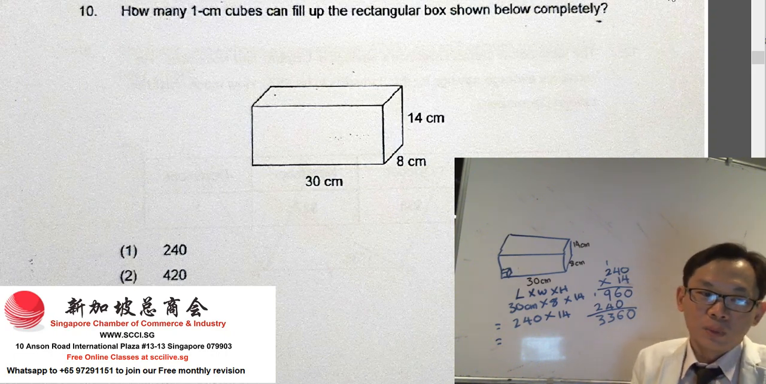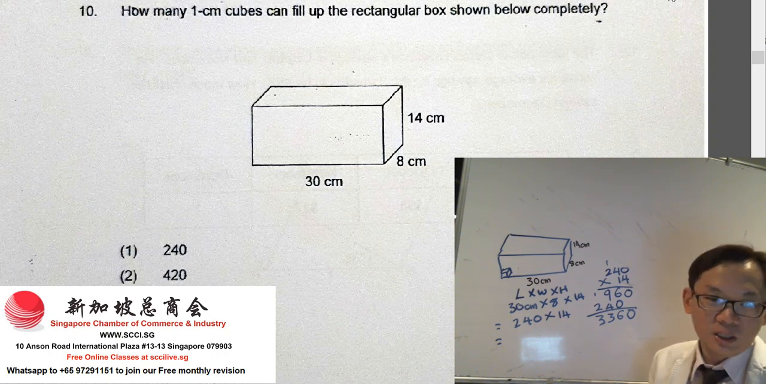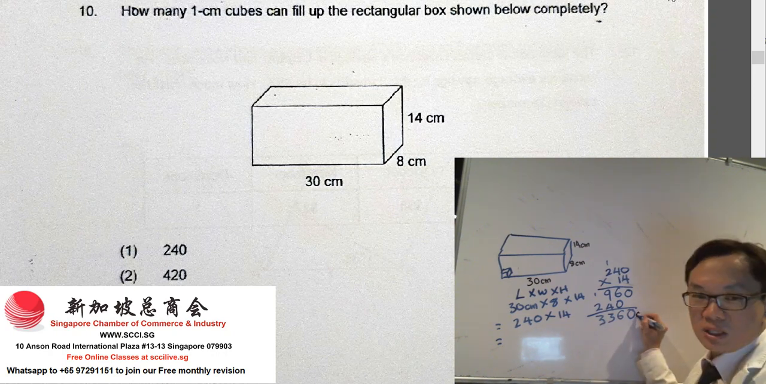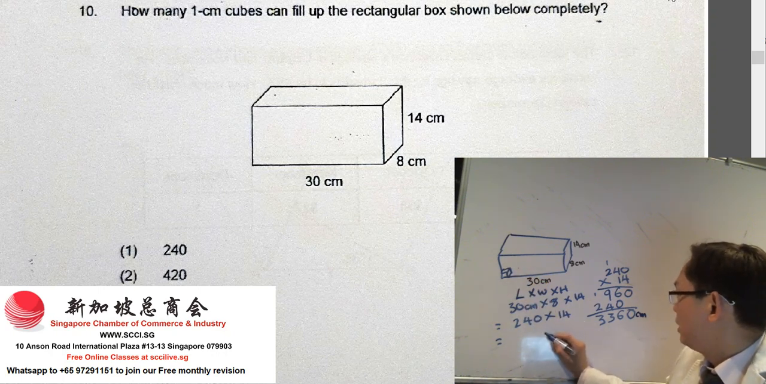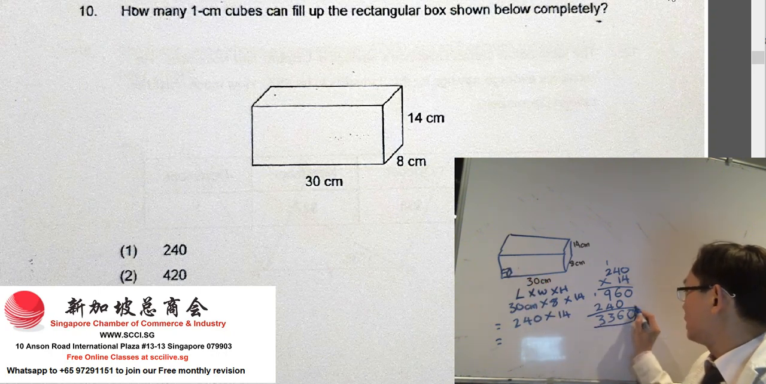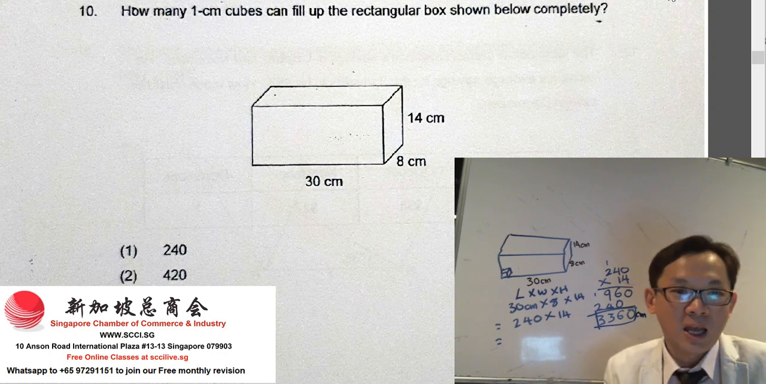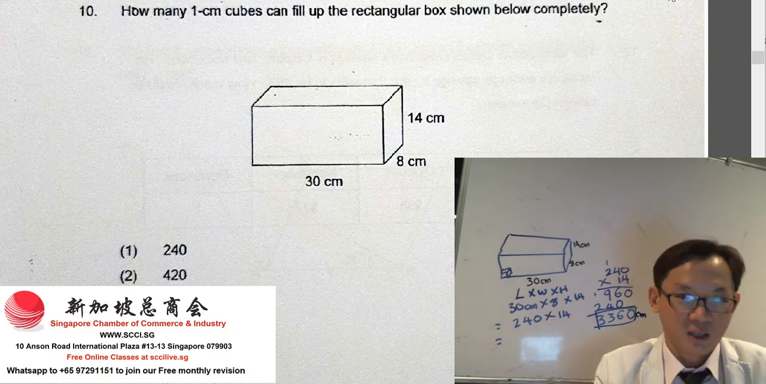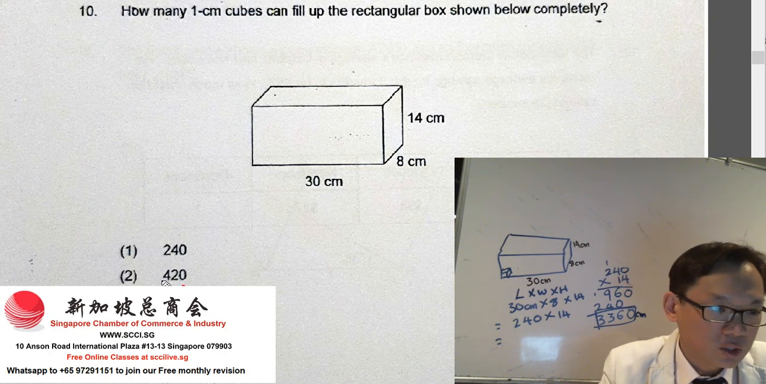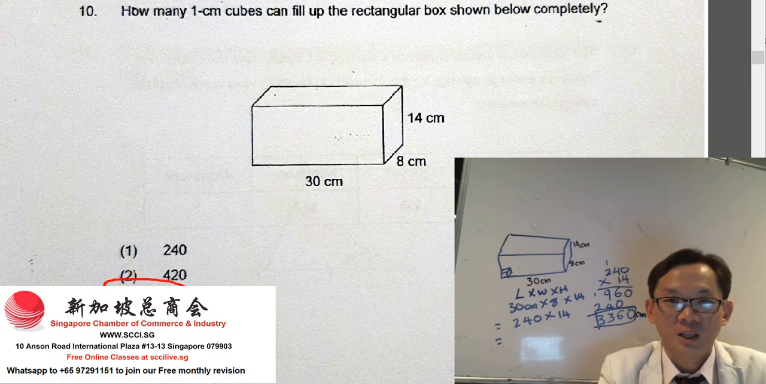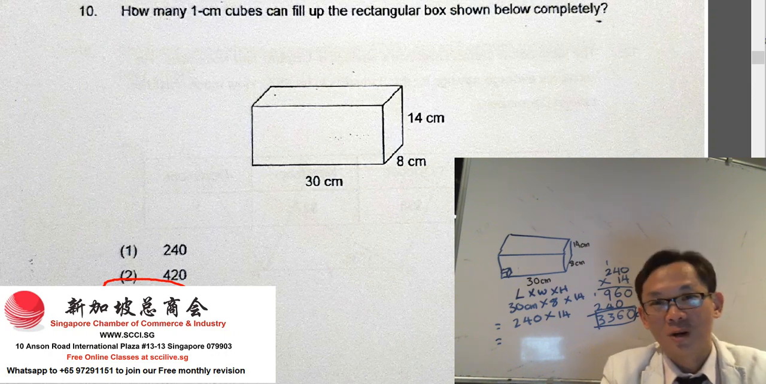Okay, if you look at the total area itself, based on 1 cm, you can actually fill up 3,360 cubes. Okay, so let's look at the answer. It's 3,360 cubes. Do you get it correctly? Good job.